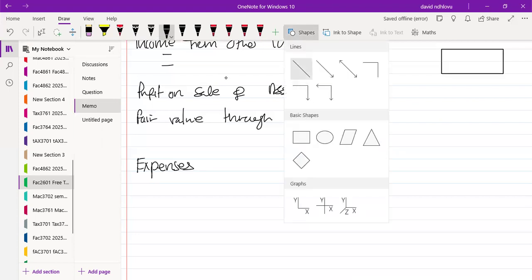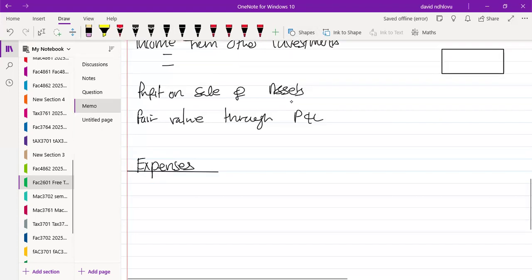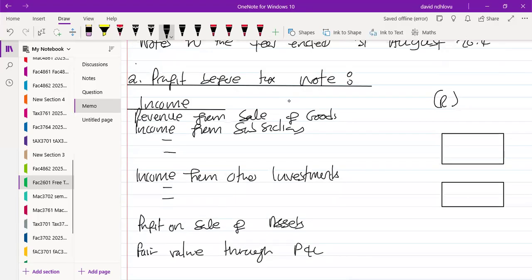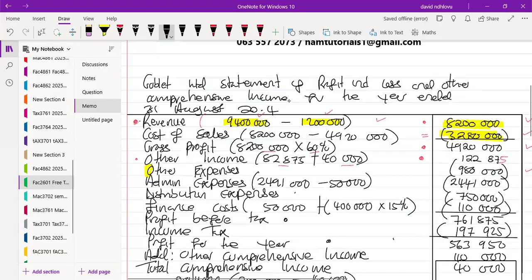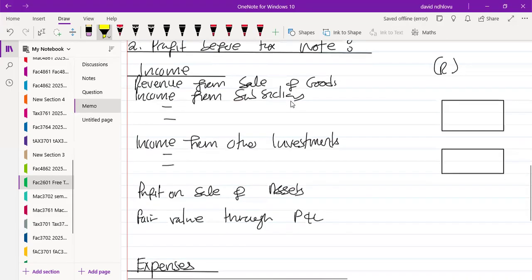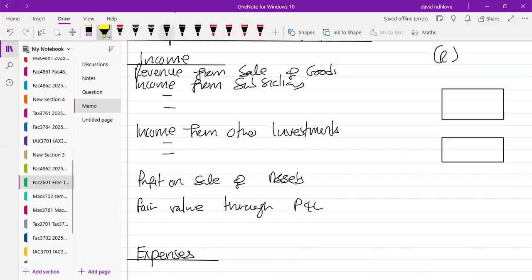Right, so let's start with the income. Let's finish there first. Right, this one that you call revenue from sale of goods, you don't have to disclose anything complicated. You just show this amount. The final figure that you have under revenue, the 8.2. So you need to highlight that particular figure.